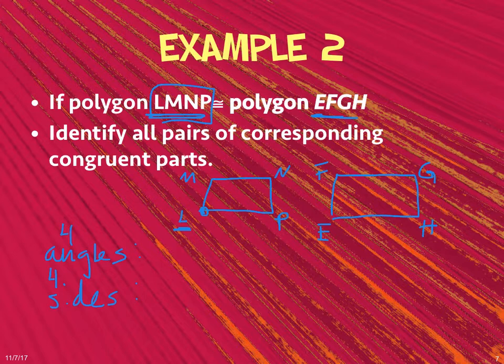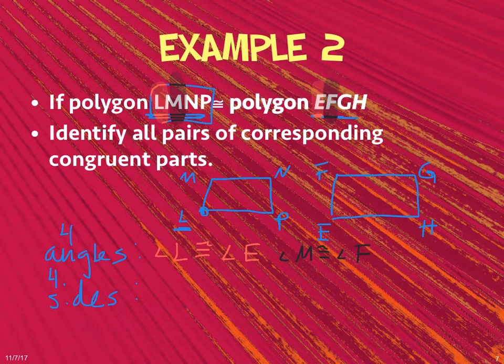So naming the congruent angles, we're just going to go by the order of how they were written. So L will be congruent to E. So we have angle L is congruent to angle E. Next we have M is congruent to F, because those are our second letters that were listed. So we have angle M is congruent to angle F.